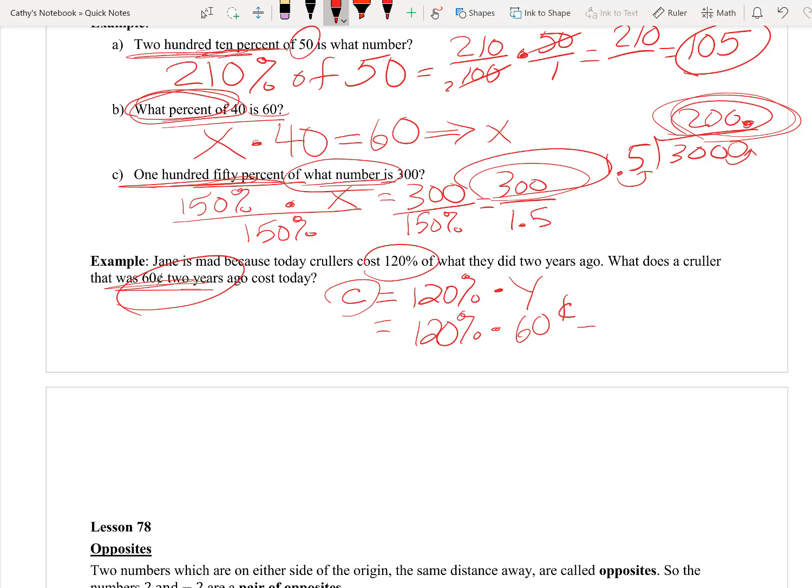I can use fractions, I can use decimals. 120% is, if you write it as a fraction, 120 over 100, because percent means per 100. And then if you multiply that by 60 over 1, you can cancel a 0 here. You can cancel a factor of 2 with the 6 and the 10. So you're going to end up with 360 over 5, which is going to be 72 cents.